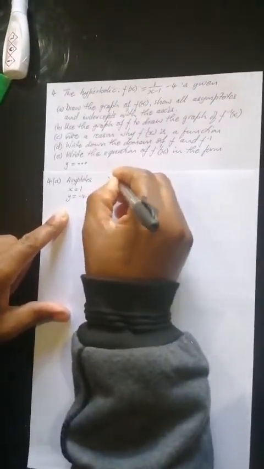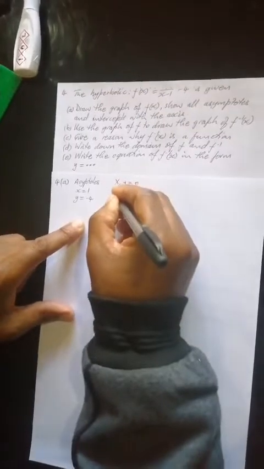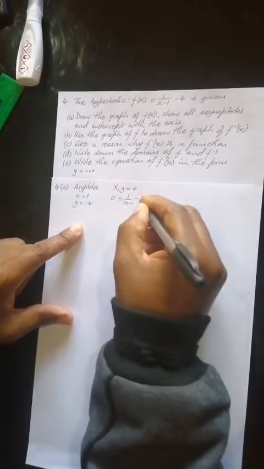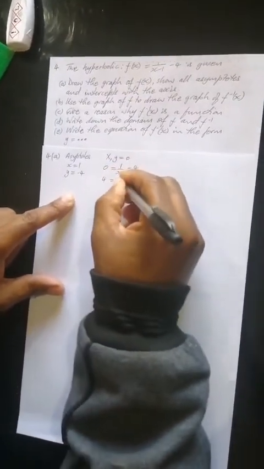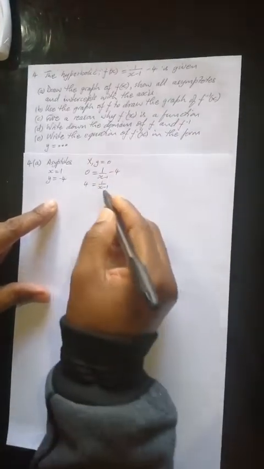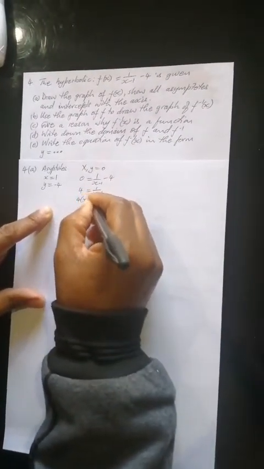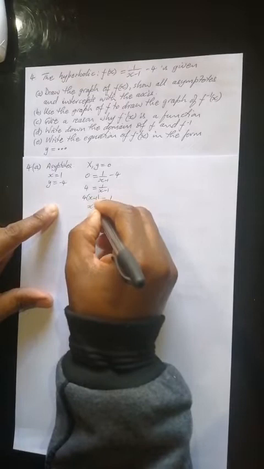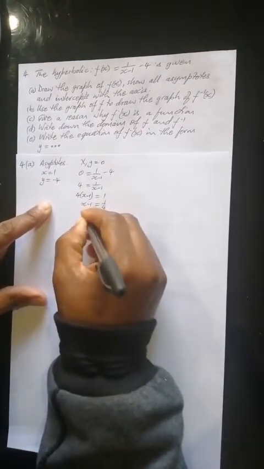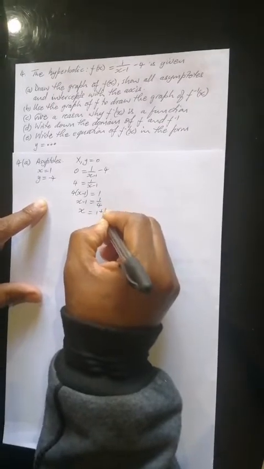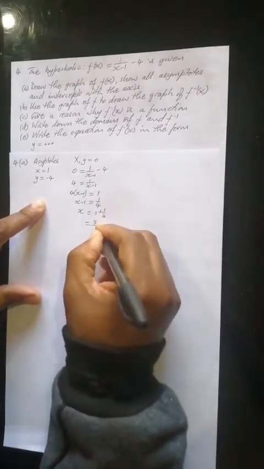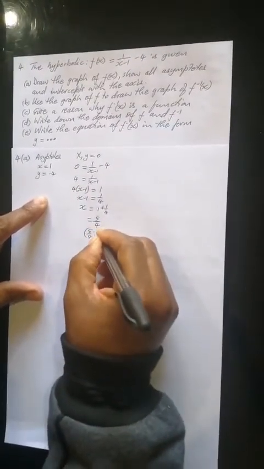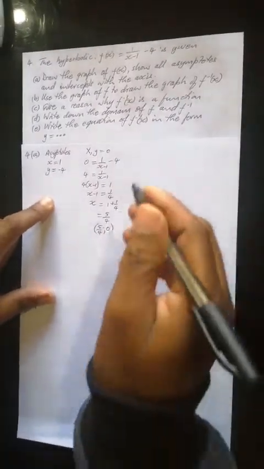Then we need the x cut, y is equal to 0. So it will be 0 is equal to 1 over x minus 1, minus 4. This one goes there. 4 will be equal to 1 over x minus 1. Cross multiplying: 4 into x minus 1 is equal to 1, which means our x minus 1 is equal to 1 over 4. And our x, therefore, is 1 plus 1 over 4, which gives us 5 over 4. Which means this graph will cut at 5 over 4 and 0. That is the x cut.